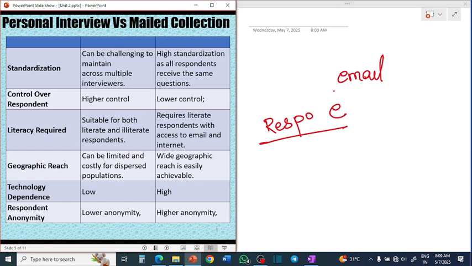Then respondent anonymity. When we talk to a particular person, we know that the particular person is giving us the response. But in mail collection, as you can see in many of them, they do not even collect our email ID, or the name of the person who is responding. So it has higher chances of anonymity.